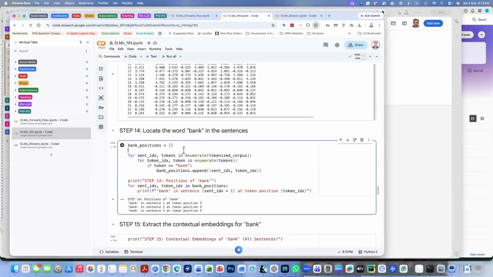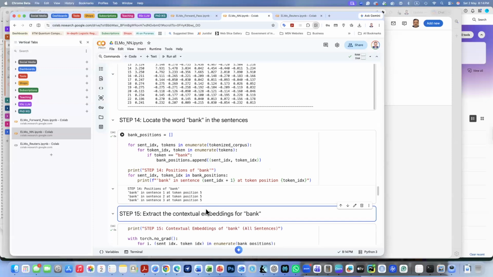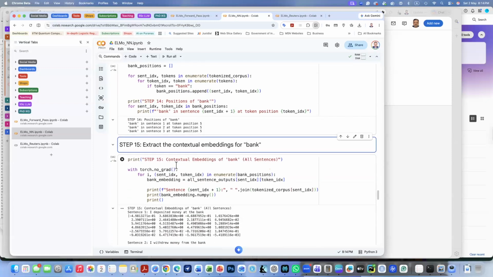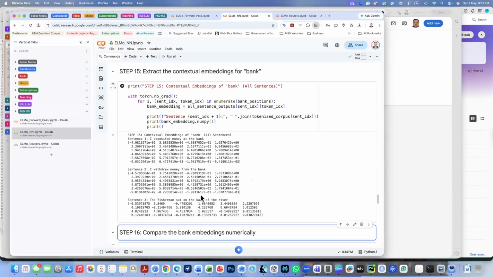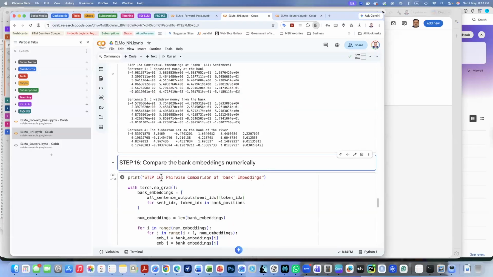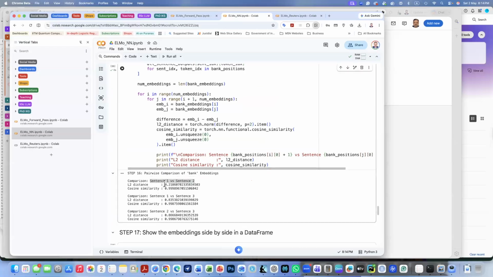I take out the word bank in all 3 different sentences. They happen to be in the same place. Now let me do a comparison of all the embeddings of the bank. Notice this: between sentence 1 and sentence 2, the distance between the word bank is this much, and the cosine similarity is this much. What does this cosine similarity tell you? It is 0.9998. That means they are almost similar to each other.